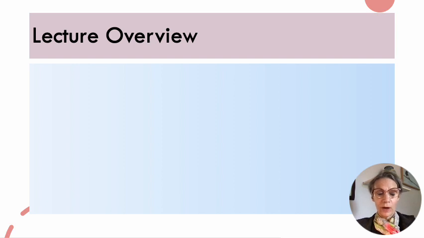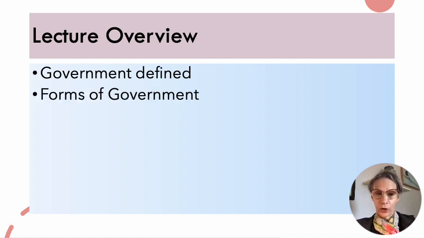So, what are we going to be covering in this lecture? Well, first, we're going to define the concept government. Then, we're going to take a look at different forms of government. When it comes to the different forms of government, we basically ask ourselves two questions. One is we ask the question of who's doing the governing, because who's doing the governing tells us about what type of government that you have.